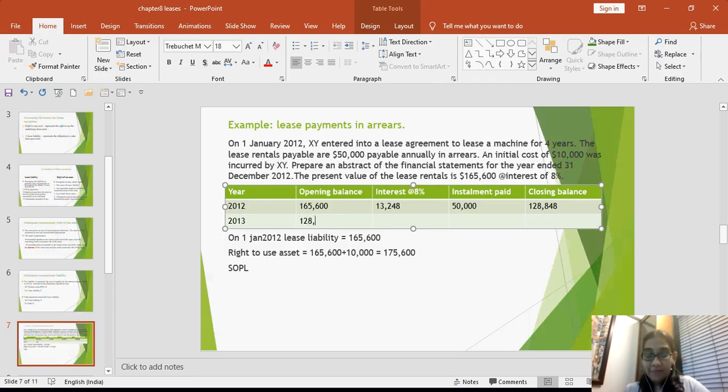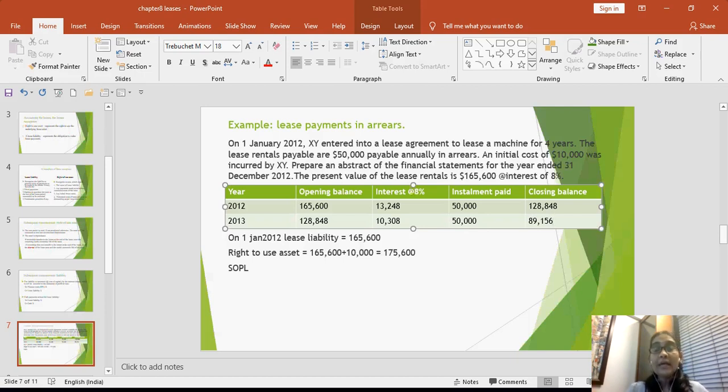So I'll carry forward the balance of 1,28,848. So at the end of the year, again 8% interest will accrue on it, which would be $10,308, right? So I will add that, and I will also make a payment of 50,000, so that at the end of the second year, I will have a closing balance of $89,156.